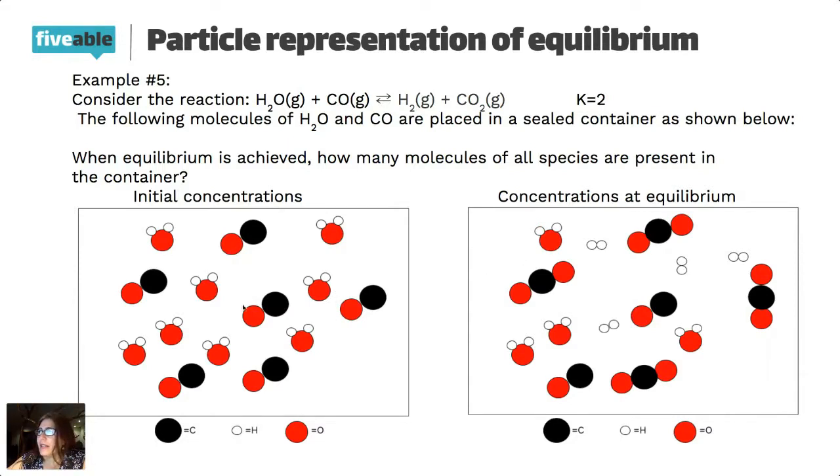Make sure the stoichiometry makes sense. Make sure you're showing the correct law of conservation of mass. You have to have the exact same amount of spheres representing elements, and as much as you can, try to show the proper VSEPR shapes. They're going to look into that when they're grading your exam. Okay, questions on this representation of equilibrium?